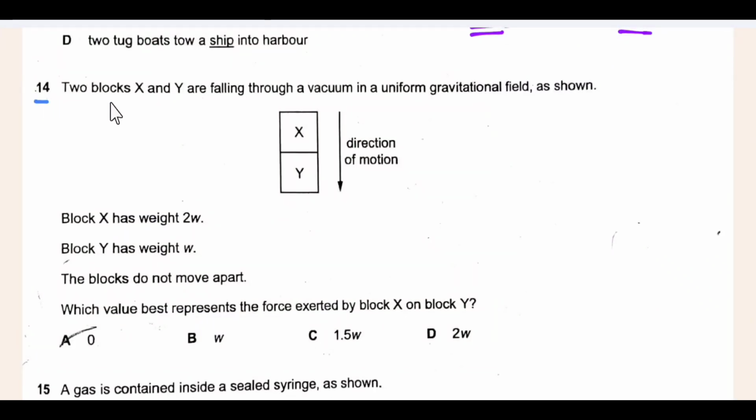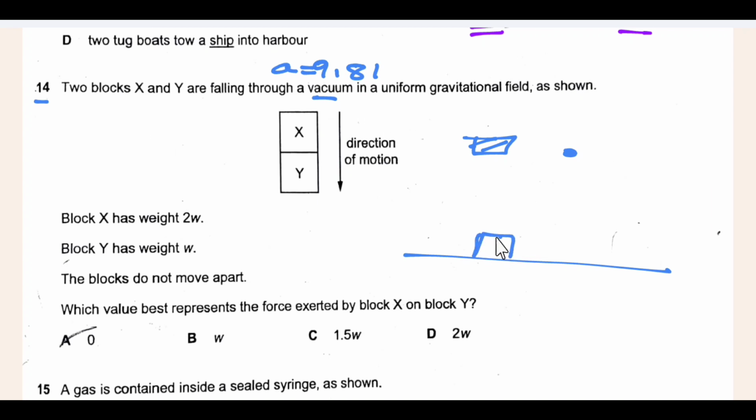In question number 14, two blocks X and Y are falling through a vacuum. Since they are falling through a vacuum, air resistance is negligible and the acceleration is constant, that is 9.81. So if we consider a larger mass and a smaller mass falling through a vacuum, they have the same acceleration and would fall to the ground at the same time. So in vacuum, acceleration is constant.